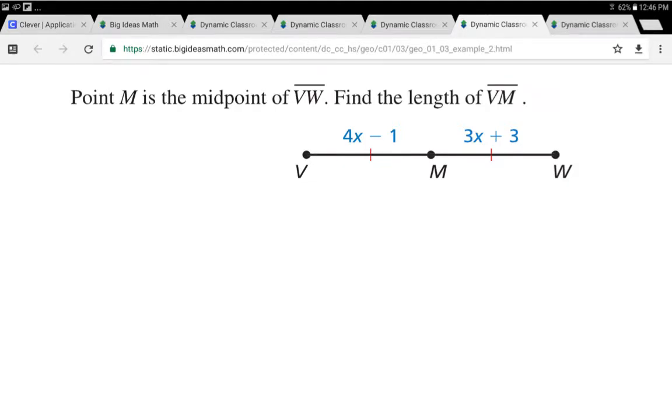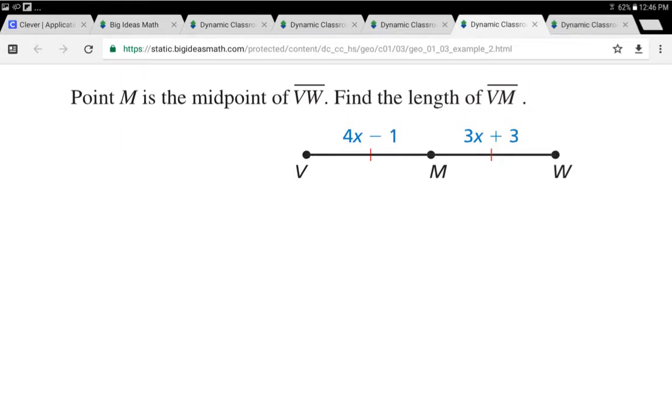In this example, we're asked to find the length of segment VM. We're told that point M, which is right here, is the midpoint of segment VW. Remember, midpoint divides the segment into two equal parts. So we're going to divide this task into two parts, actually. One is we're going to set up an equation and solve for x, and then once we solve for x, we're going to plug it in here to figure out what the length of VM is.